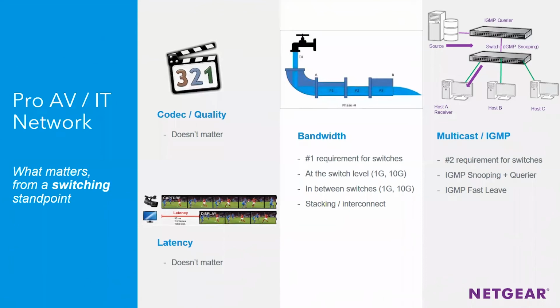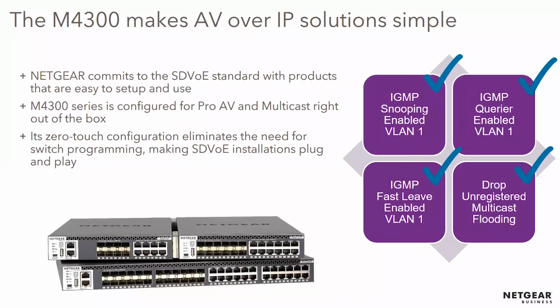Let's see that. The good news is that the 4300 line of switches at NETGEAR, 1 gigabit switches or 10 gigabit switches, are already preset for AV over IP, because multicast is actually pre-configured out of the box.